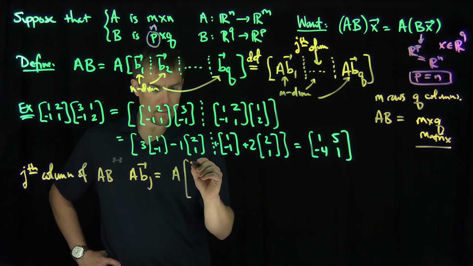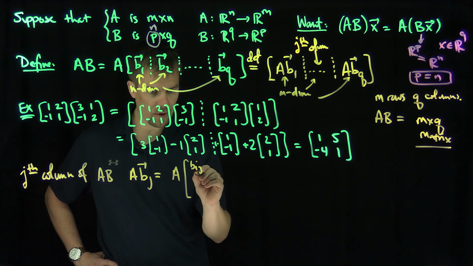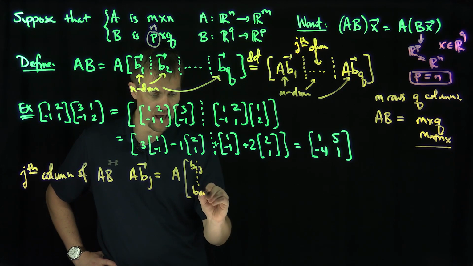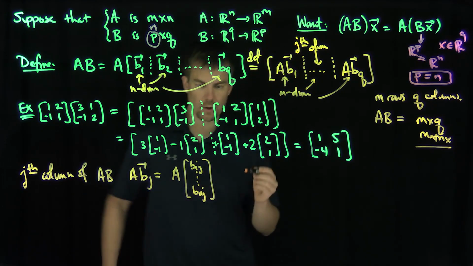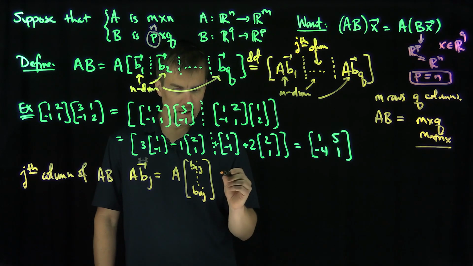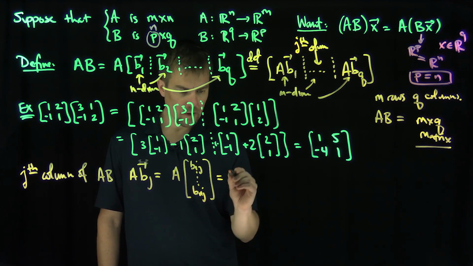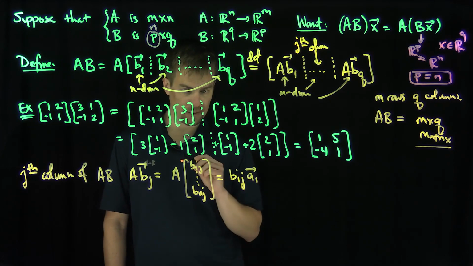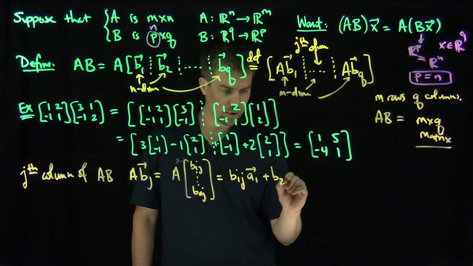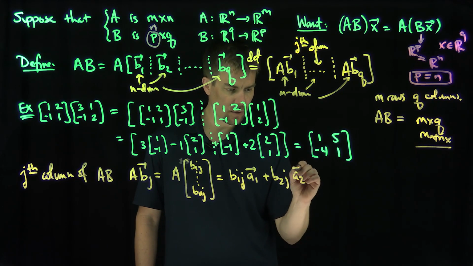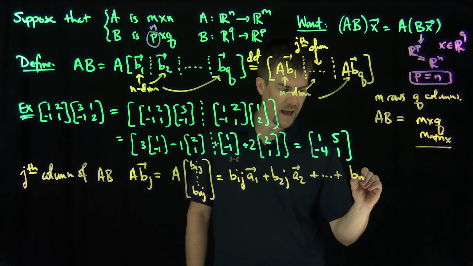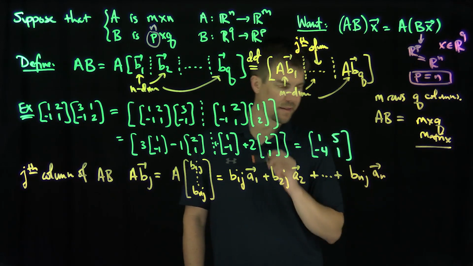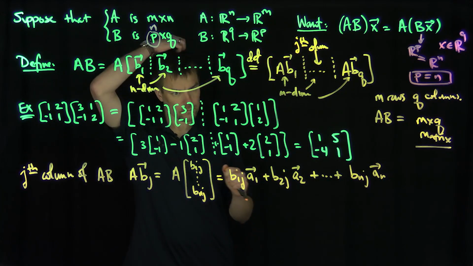So we're going to have B1j all the way down to Bnj, because it's an n-dimensional thing over there. So B1j through Bnj, okay? So what will this be? This is going to be B1j times A1, the first column of A, plus B2j A2, the second column of A, all the way down to Bnj An, the nth column of A, okay?